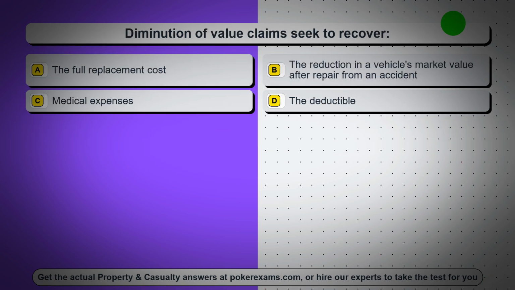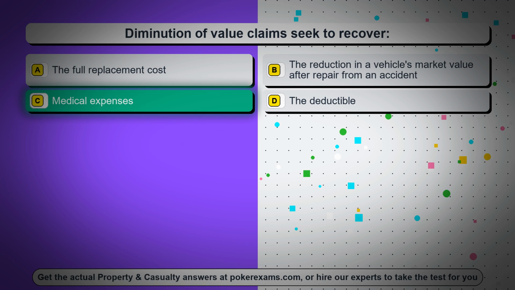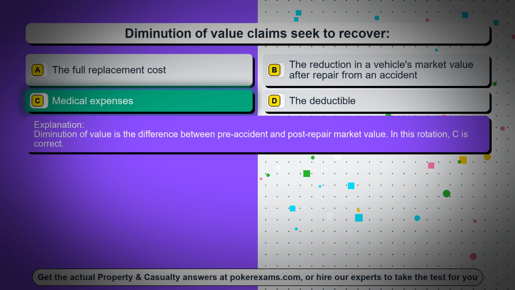Question 4. Diminution of value claims seek to recover: Option A, the full replacement cost. Option B, the reduction in a vehicle's market value after repair from an accident. Option C, medical expenses. Option D, the deductible. The correct answer is option C, medical expenses. Diminution of value is the difference between pre-accident and post-repair market value. In this rotation, C is correct.